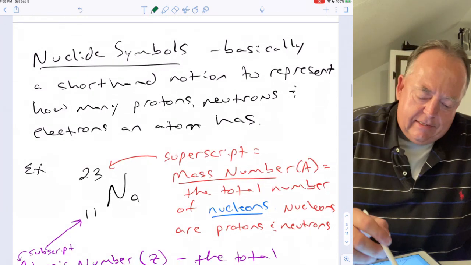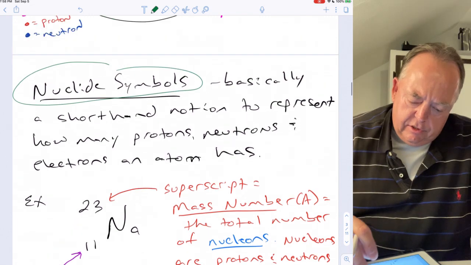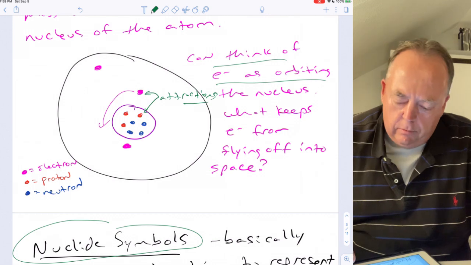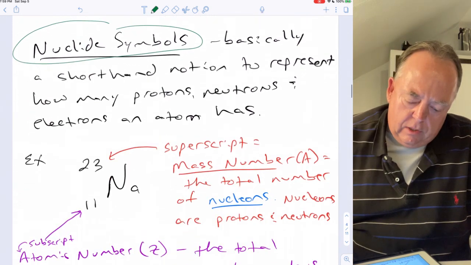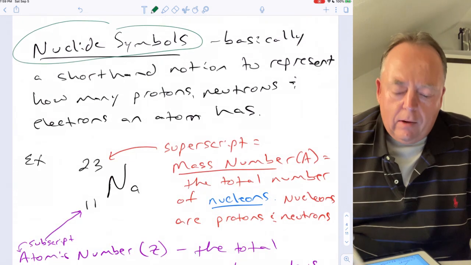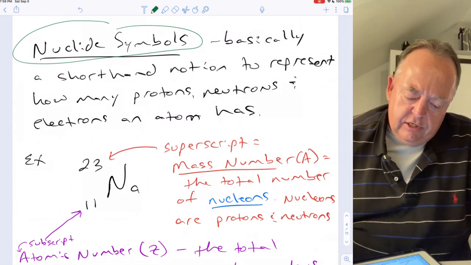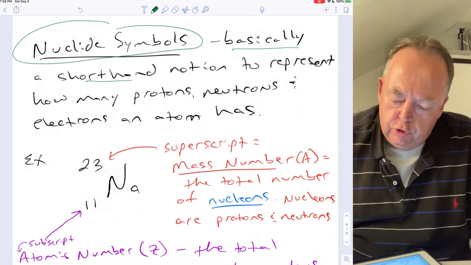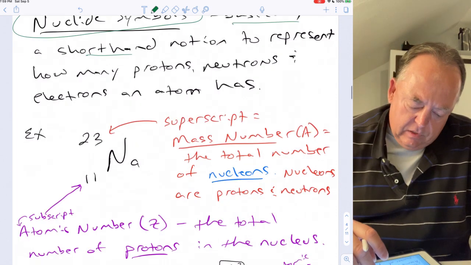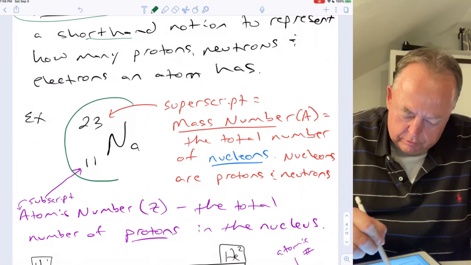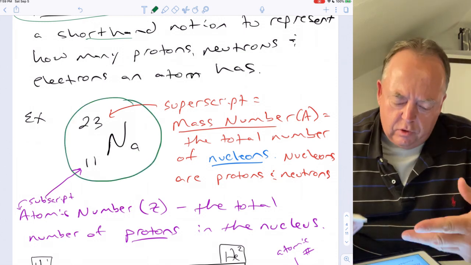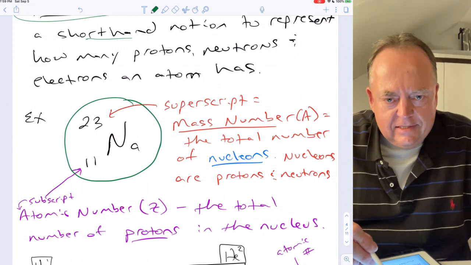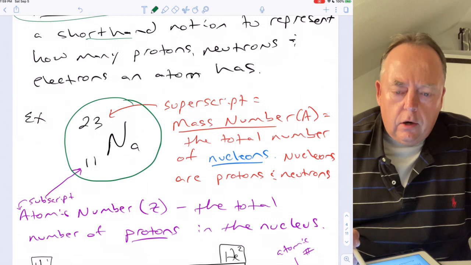Okay, so nuclide symbols. Drawing the picture is not a convenient way to represent what an atom looks like. One way to represent it is to draw what's called a nuclide symbol. It's basically a shorthand notation to represent how many protons, neutrons, and electrons an atom has. So this would be a nuclide symbol. If I ask you to write a nuclide symbol, that's what I'm asking you to write. It'll have a superscript, a subscript, and the element symbol. And it may or may not have a charge.